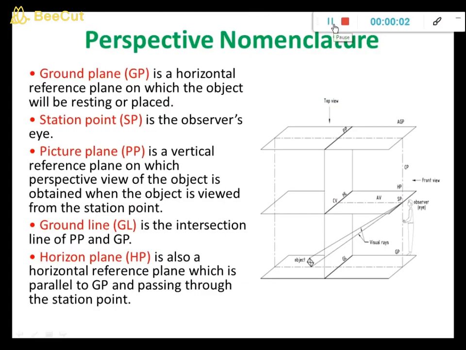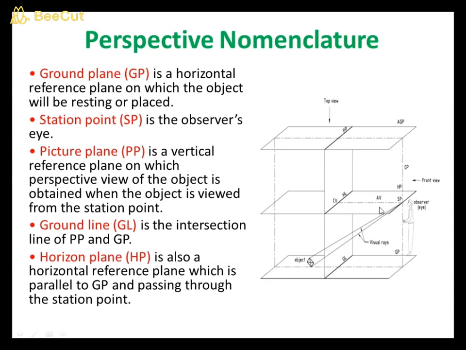Let us now discuss the steps to solve perspective projection using one method known as the visual ray method. There are several methods, but we are just discussing the visual ray method in our syllabus. So I think you are familiar with the nomenclature. We have four different planes.